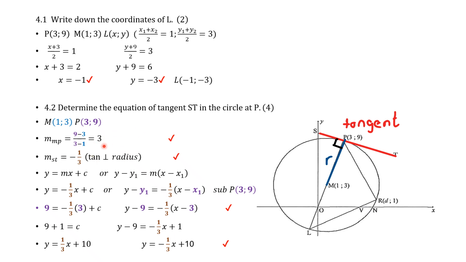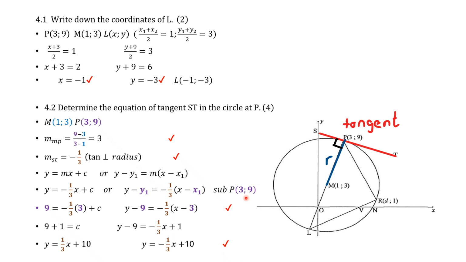1 goes on top, 3 at the bottom, and the sign changes because when I multiply that 2, they must equal minus 1. Reason: tangent perpendicular to radius. So there, another mark. I can find it two ways, y equals mx plus c, or y minus y1 equals m(x minus x1). Go the first route: m is negative 1 over 3, x plus c, sub in P, 3 and 9, which is the only point on the tangent.